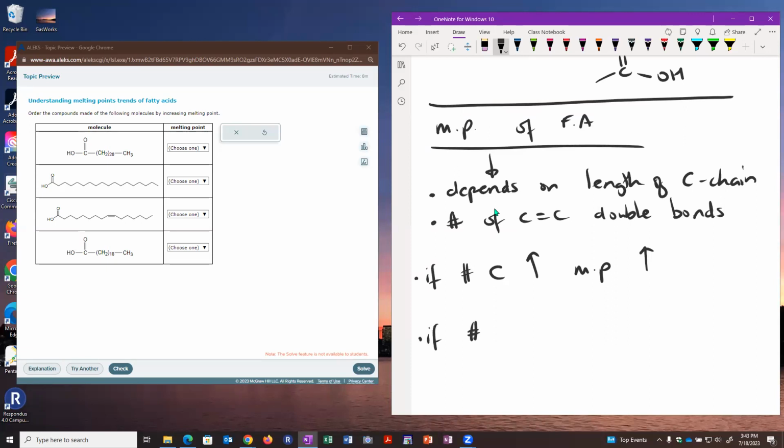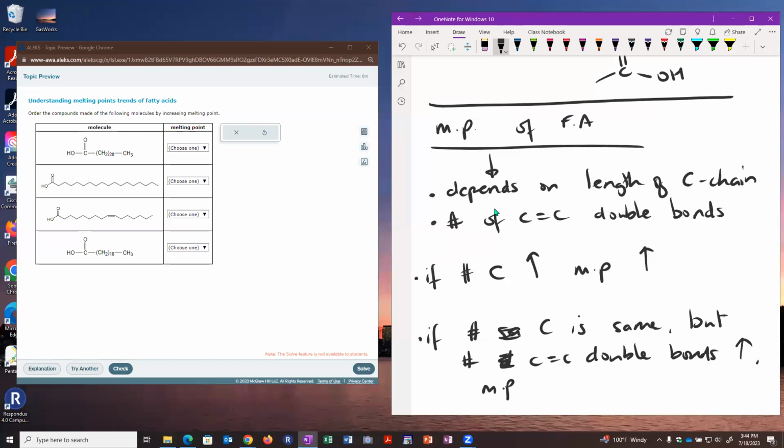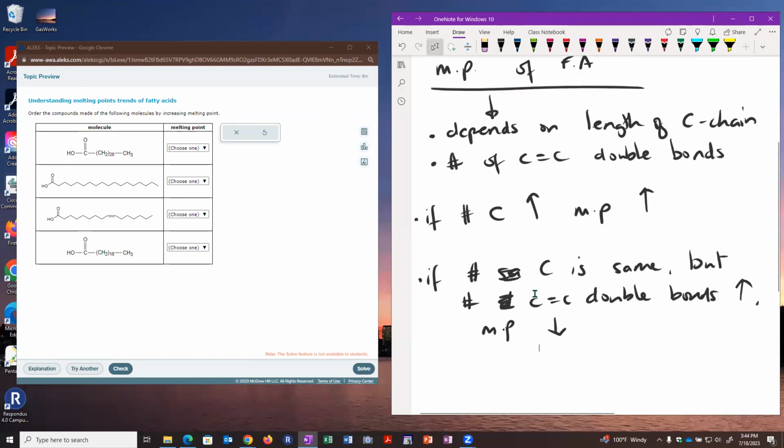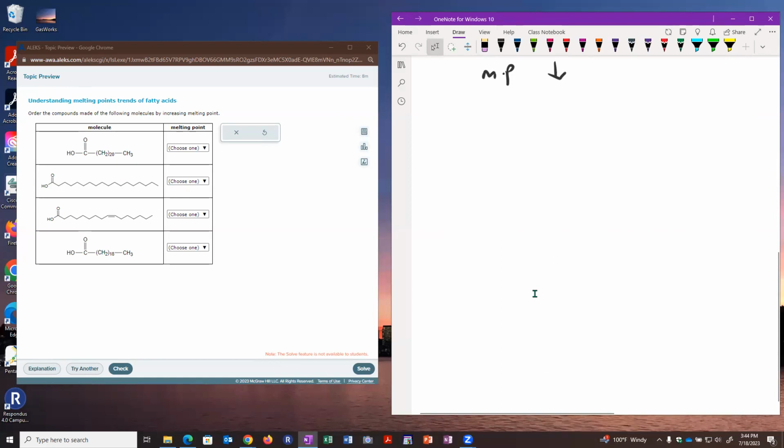If the number of carbons is the same, but the number of carbon-carbon double bonds increases, then what we see is that the melting point actually decreases, right? So the double bonds prevent the molecules from packing close together. They're more spread out. They're going to be more like a liquid rather than a solid. So that's what we're going to look for when it comes to comparing melting points of a fatty acid. Let's take a look at the first one.